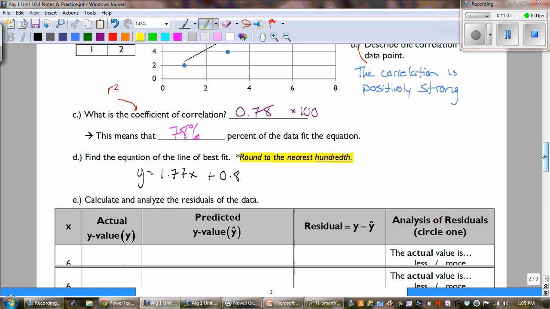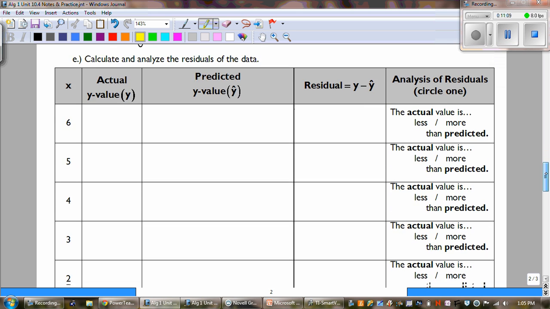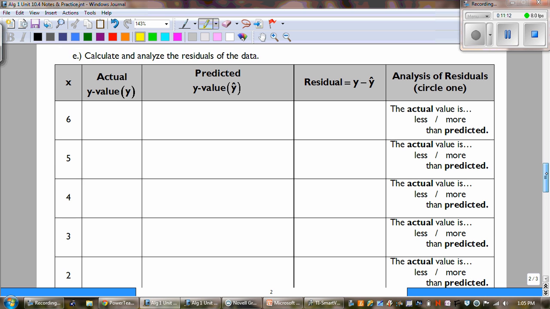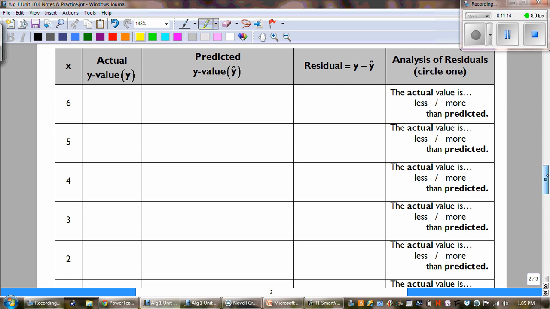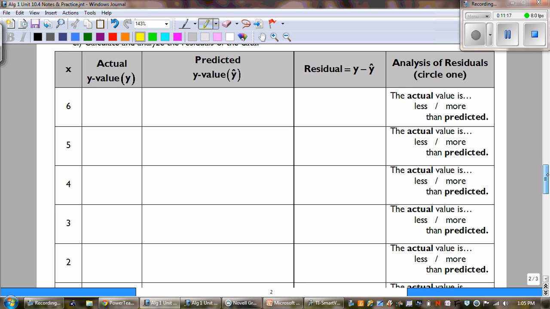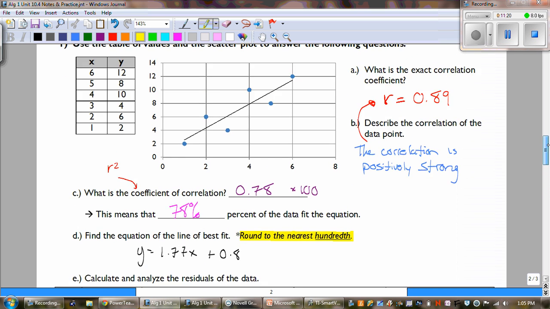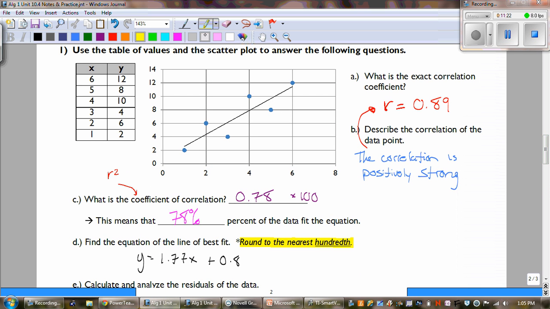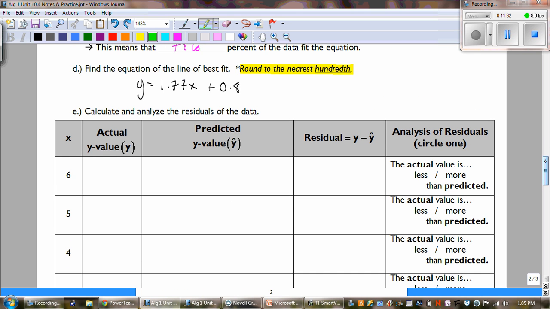All right, so now on to the next part. It says calculate and analyze the residuals of the data. So the first part tells me what x is and then the actual y value. So to get that, I'm just going to come up here. So for 6, my y value is 12. So I just come down here and the actual y value, 12.